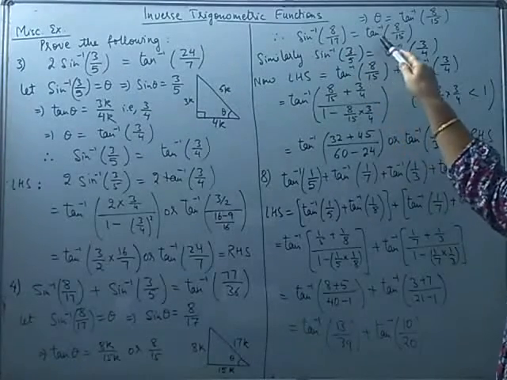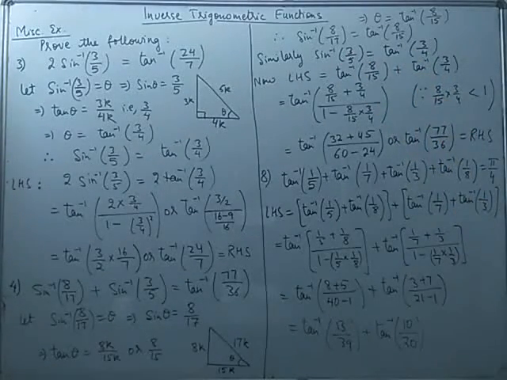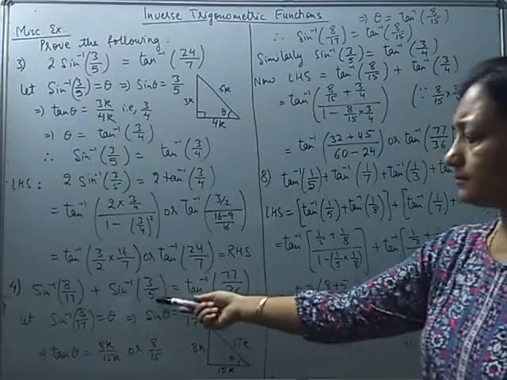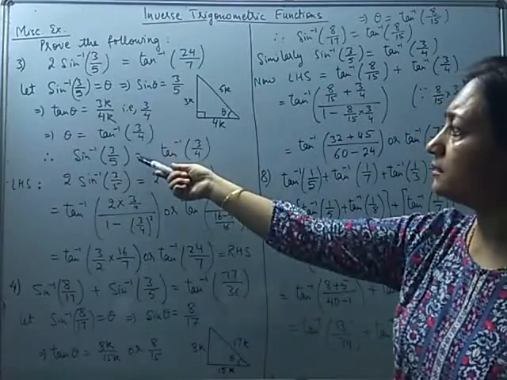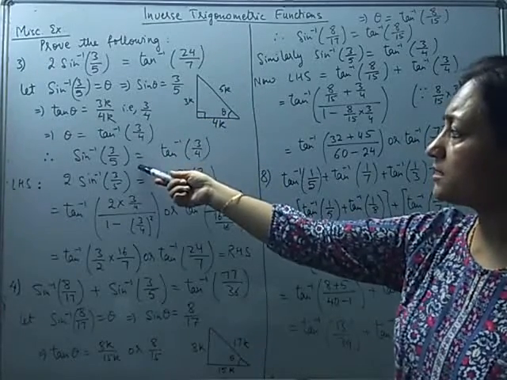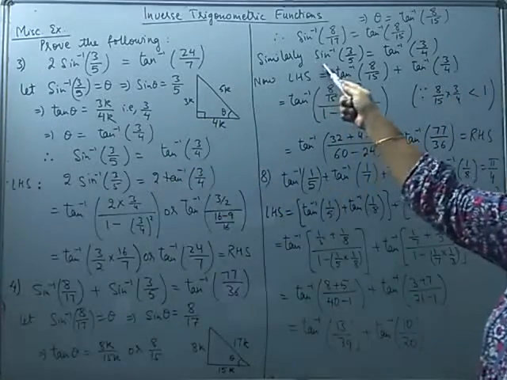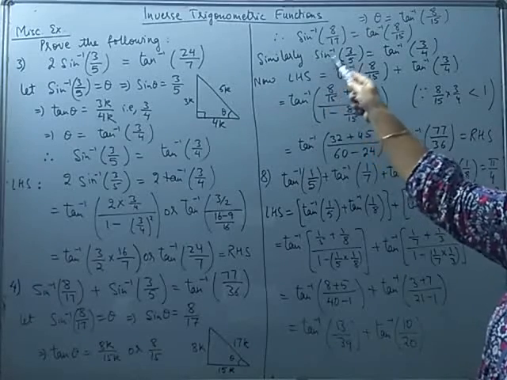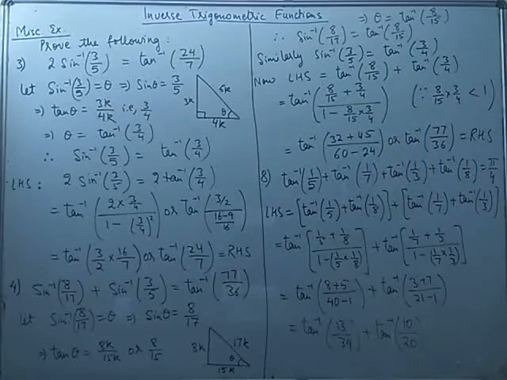Therefore, sine inverse 8 over 17 can be written as tan inverse 8 over 15. So the first term is done. The second one is identical to the previous one. You can see here we have already converted it, so we can use it straight away. Similarly, sine inverse 3 over 5 is equal to tan inverse 3 by 4.